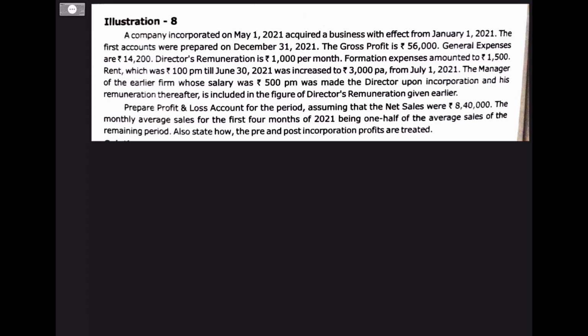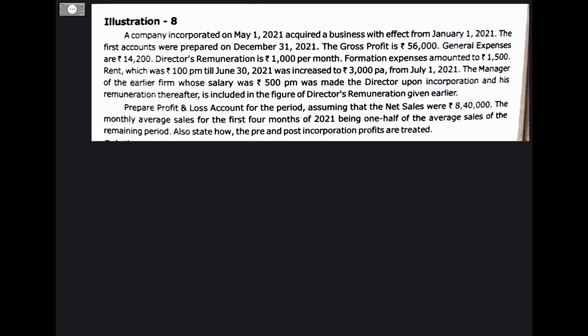Hello everyone, in this video we are going to solve a problem on profit prior to incorporation. This is also a very simple concept where we are going to solve the income statement and identify the profit or loss relating to the pre and post incorporation period values. Okay, so the question is here.